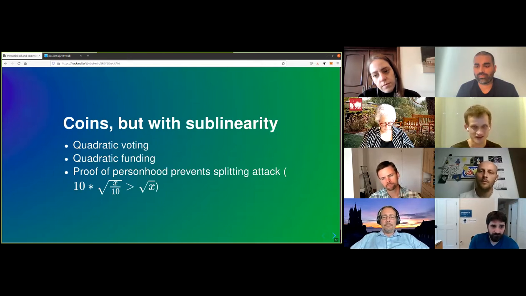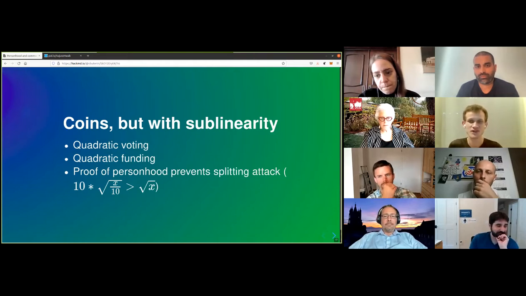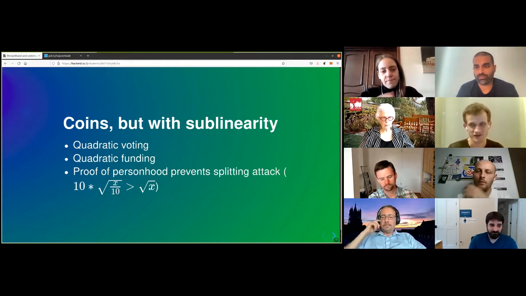So quadratic voting does this, quadratic funding does this, but the problem is, if you have a square root formula, then the square root of 100 is 10, the square root of 1 is 1, and so if you have $100, you make 100 fake accounts, and with each of your 100 fake accounts, you send in $1, and you get 100 votes instead of 10 votes. And proof of personhood prevents this kind of splitting attack, which is nice.